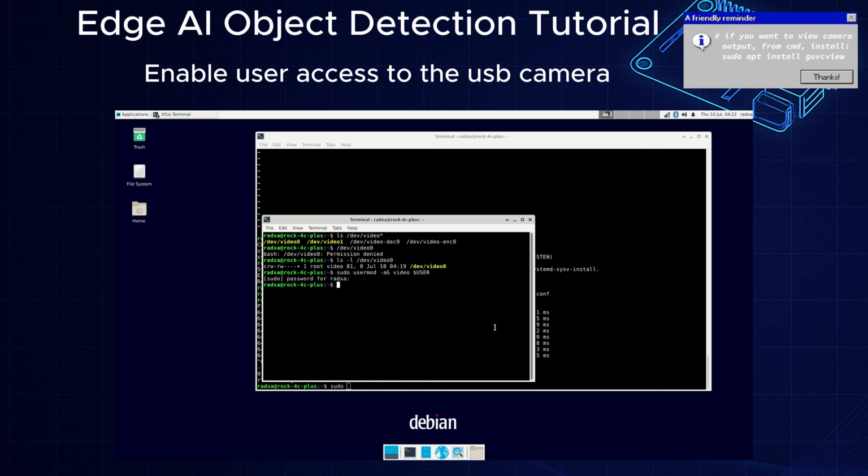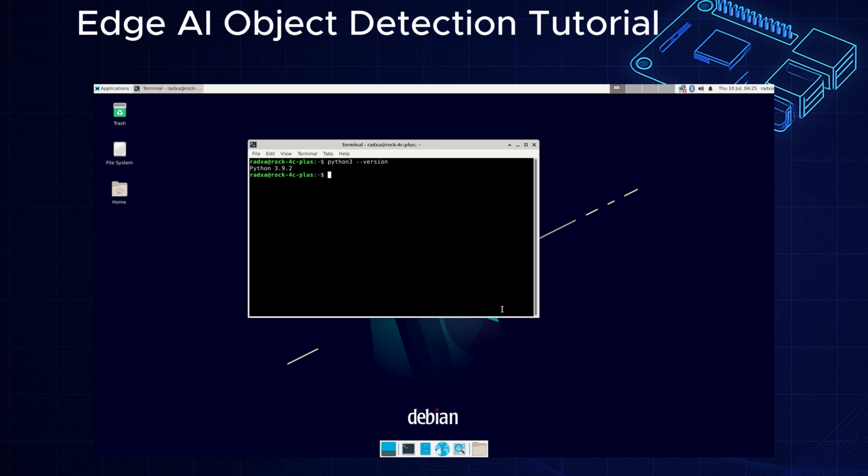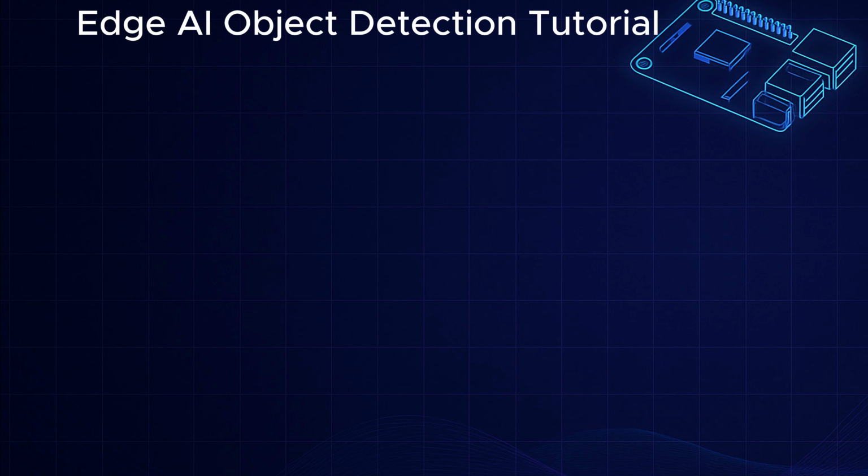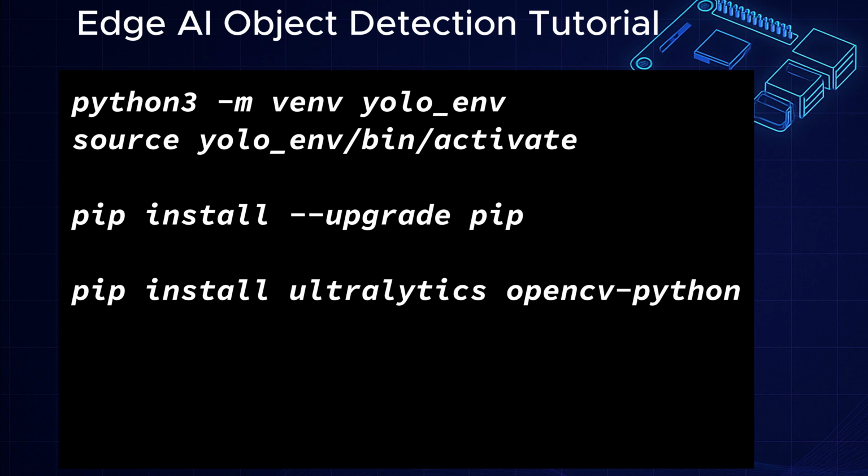I've then enabled user access to the USB camera. Finally, I checked if Python was installed, and this was the case. Then I created a Python environment, which I named YOLO_env. Since it's Linux, I had to go with source YOLO_env/bin/activate to activate the virtual environment.